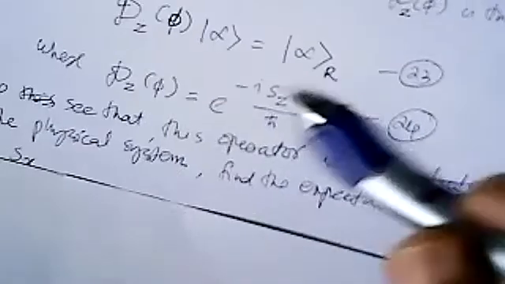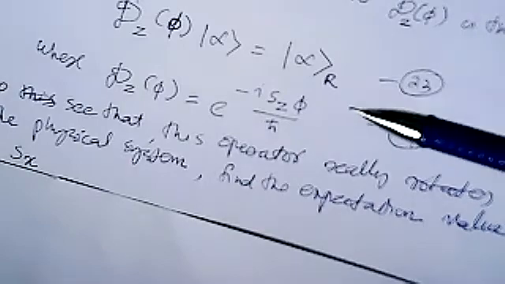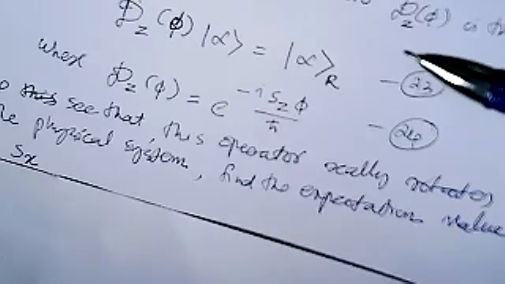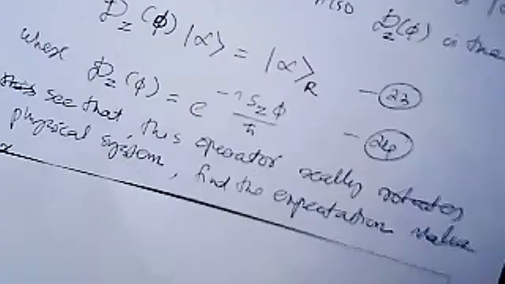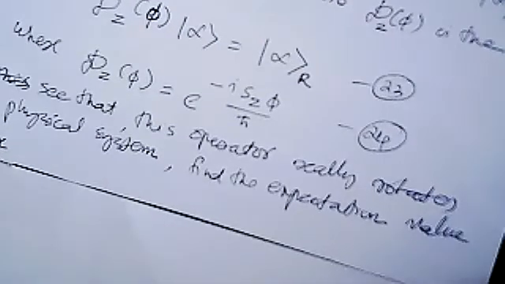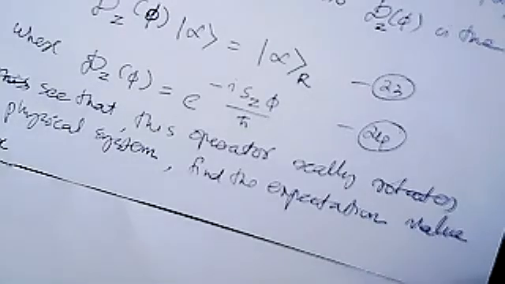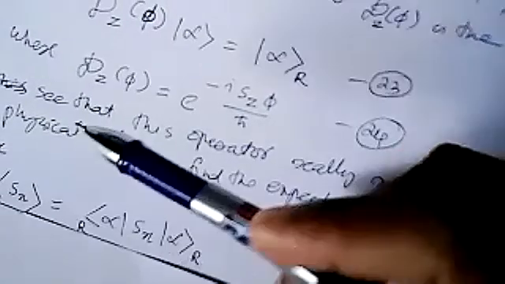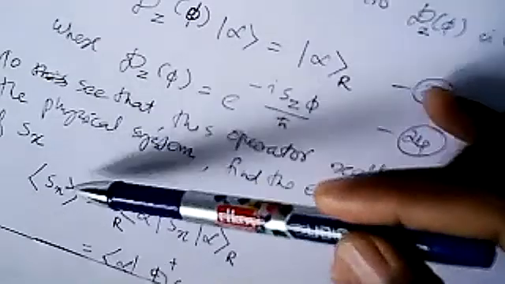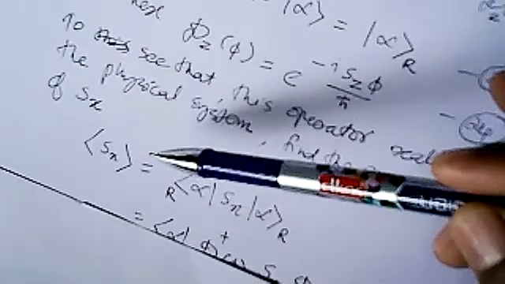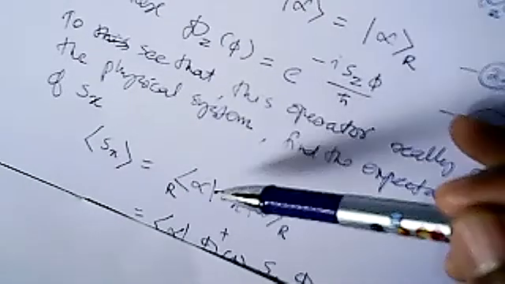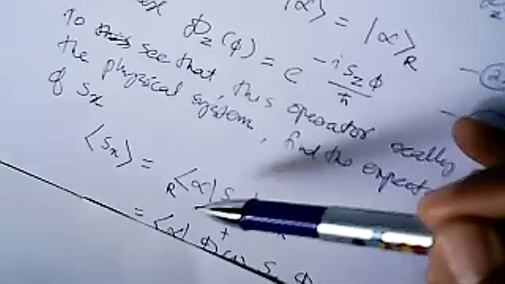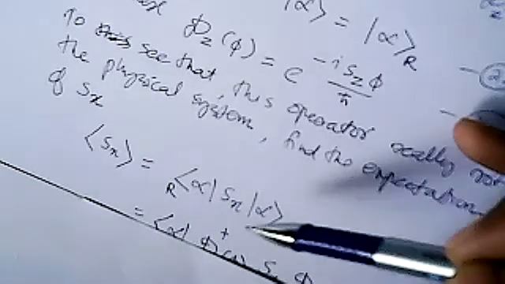Okay, to see whether this operator really rotates the physical system, what is actually happening when this operator is acting, you find the expectation value of Sx, Sy and Sz. So let us first find the expectation of Sx. Expectation of Sx is, see, this is the expectation value. These are normalized states, so no need of any denominator.